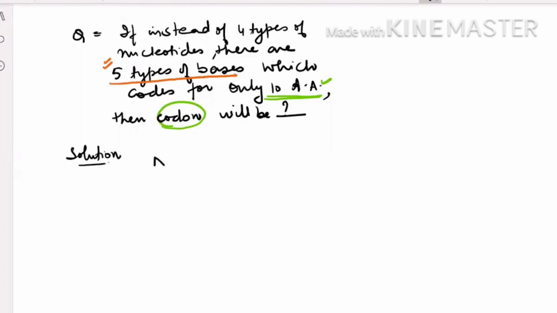First of all, how many types of nitrogenous base have they given you? You write it here. They have given 5 types of nitrogenous base. Then how many types of amino acid are they giving you? They are giving you only 10 amino acids. So this is how you have to first write it.